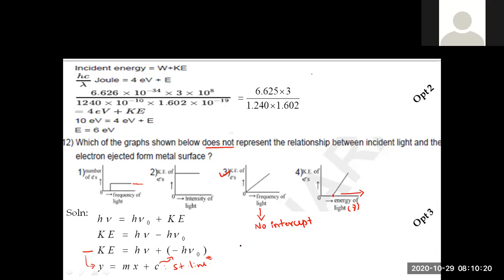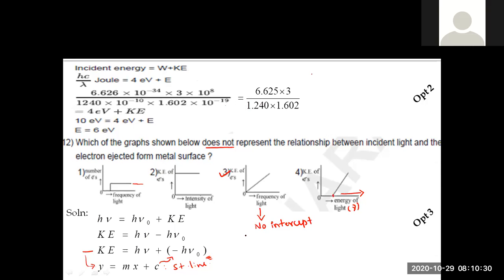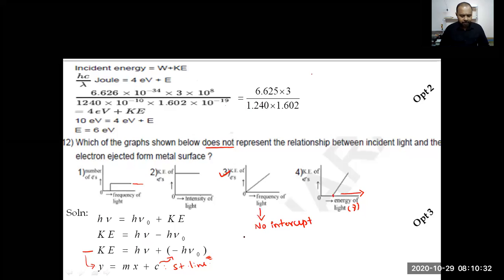Sir, in other words, can we say this relation of electron ejection should not pass through zero, that is the origin? If it passes, it's wrong. Correct. It means the same. Yes, sir. Okay. Shall I proceed to 13 now?